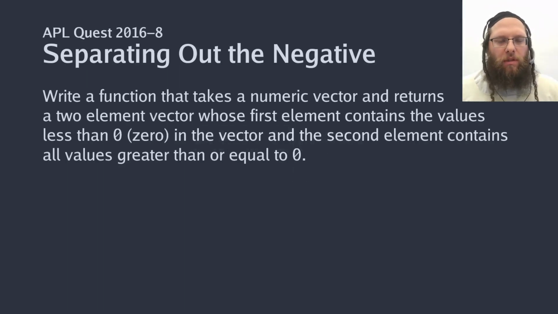Today's quest is the 8th from the 2016 round of the APL problem-solving competition. We're given some numbers, and we need to return a two-element list. The first element contains all the negative values, and the second element contains all the non-negative values. We can do this by filtering the values. So let's start with making some values.